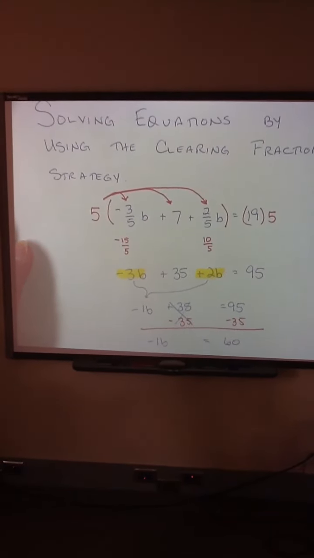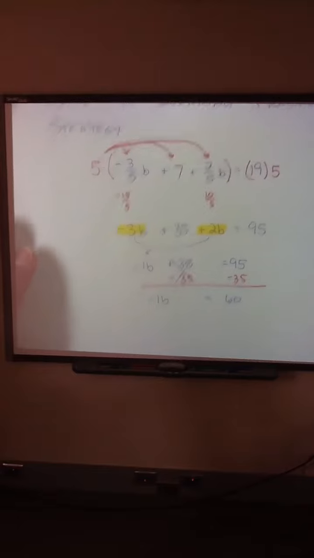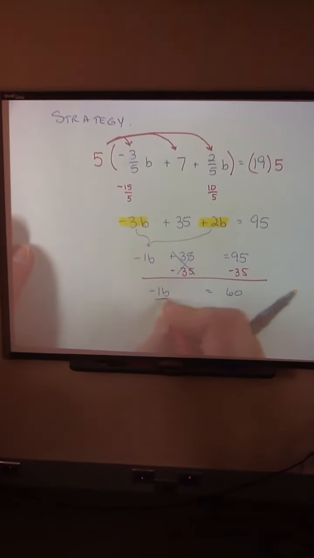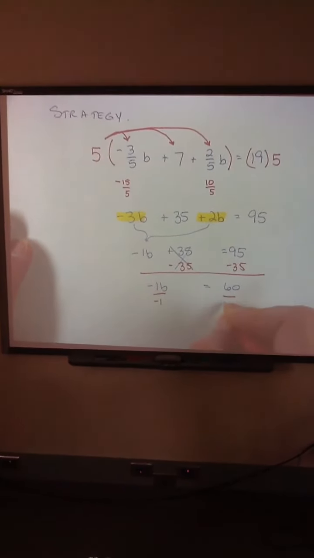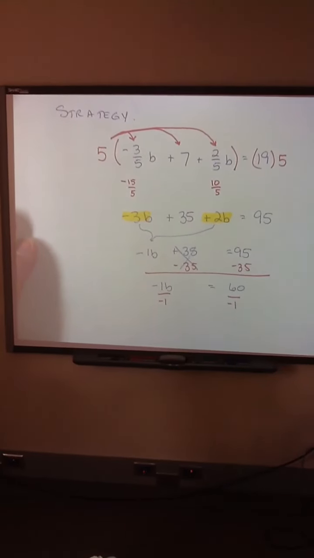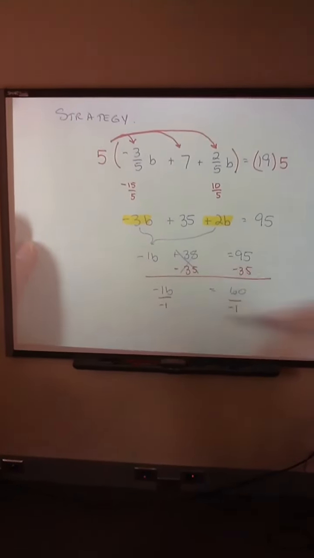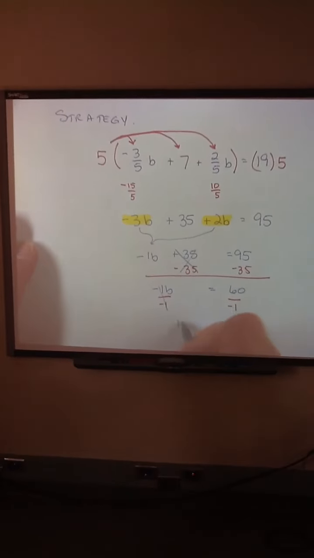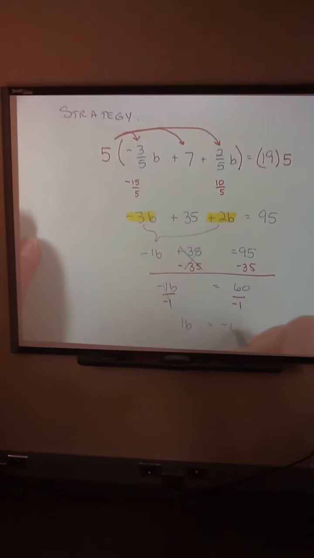And then my final step would be to divide by a negative 1. Because remember, when you solve for a variable, you want it to be just the variable itself. You don't want a negative number in front of it. And two negatives make a positive, so we end up with positive 1b equals negative 60.